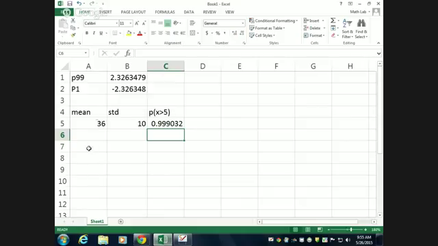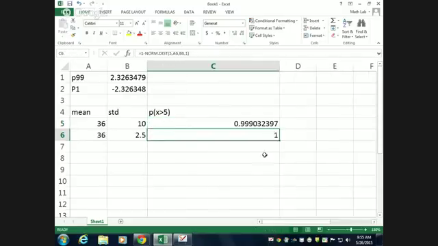Whipping out Excel. So I have a new mean of 36 and a new standard deviation of 2.5. And repeating the probability above, Excel says it's 1. Maybe I could ask for more decimal places. Excel says, yeah, the best I can tell, it's 1. I'd stop there. So that's that one there.